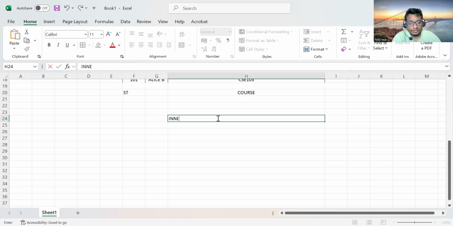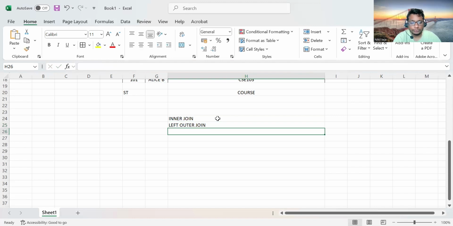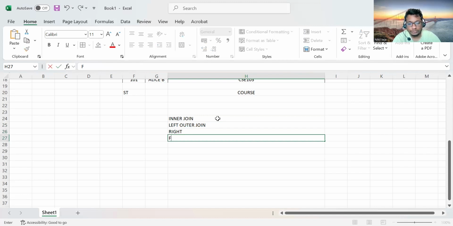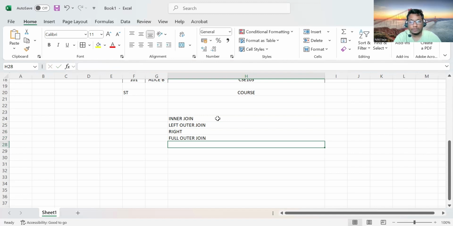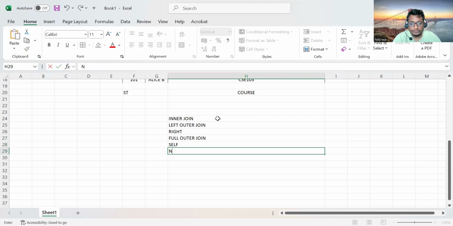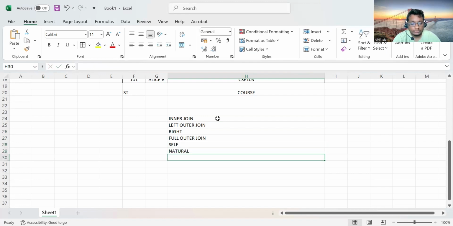So now there are 7 types of joins. One is inner join. Second one is left outer join. Third one is right outer join. Fourth one is full outer join. Next, self, natural, cross. So these are the 7 types of joins present in SQL.